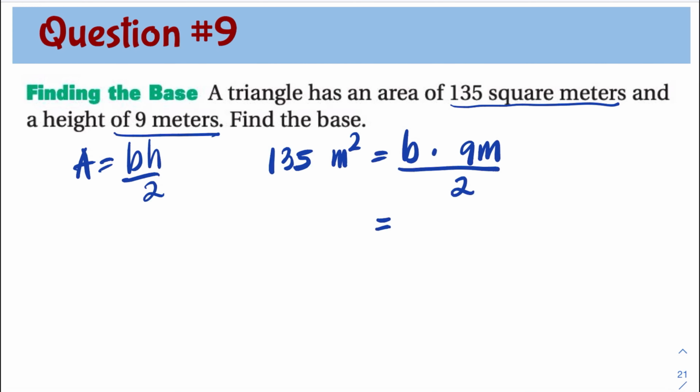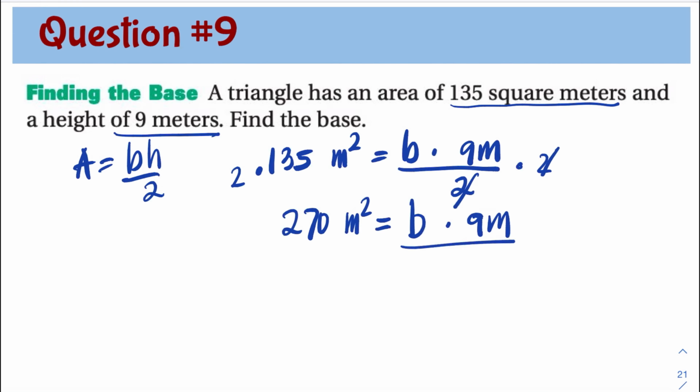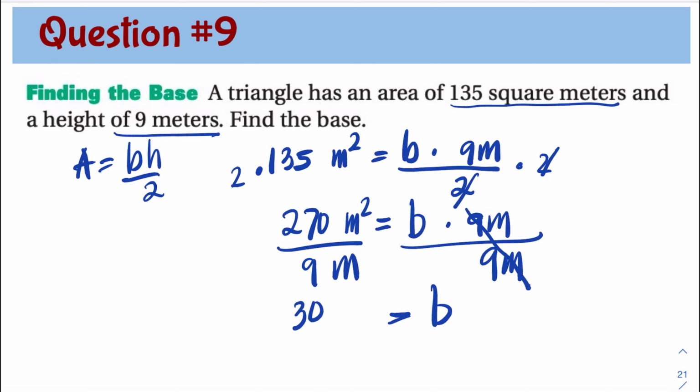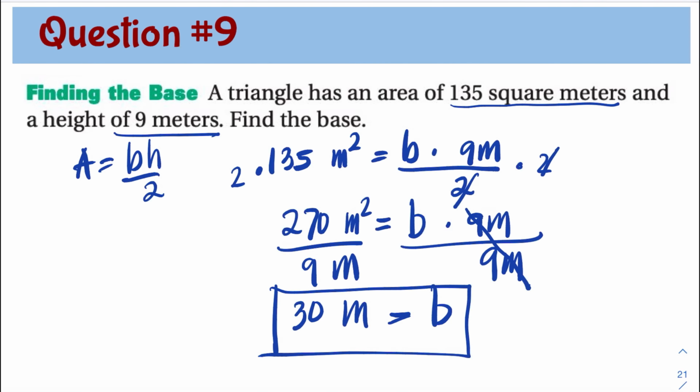Now, I can multiply again both sides by 2 to get rid of the denominator 2. So 135 times 2 is 270 meters squared. So the right side, I can divide 2 by 2, which is 1. So we have B times 9 meters. Now, we can divide both sides by 9 meters. So 9 meters divided by 9 meters is 1. So right side is just B. 270 divided by 9 is 30. Meters squared divided by meters is meters. So that means the base here is 30 meters.